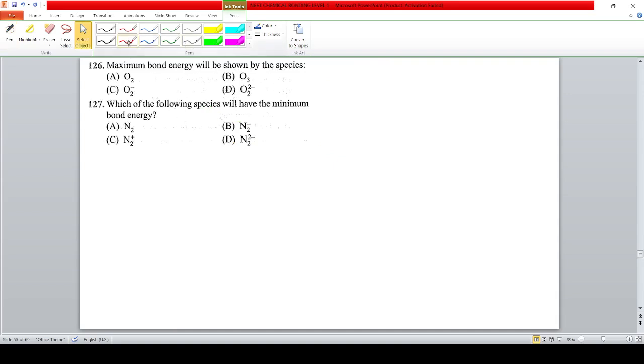Maximum bond energy is shown by. What is the relationship between bond order and bond energy? They are directly related.